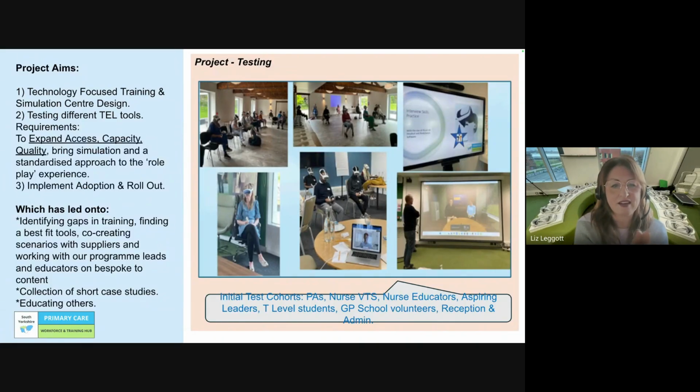So since then, this has led to us being able to identify gaps in training, to be able to find the best fit tool. If we're looking at soft skills training here, Bodyswaps did quite a lot for us, so we adopted that one pretty quickly, and we could use that to bridge gaps in our training that we recognised. It enables us to speak to our program leads and our educators, and actually support the training they already delivered.